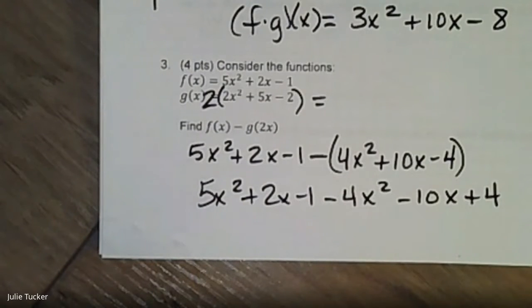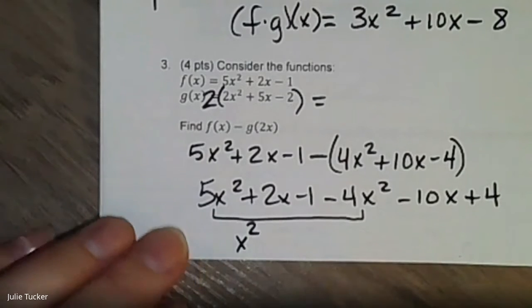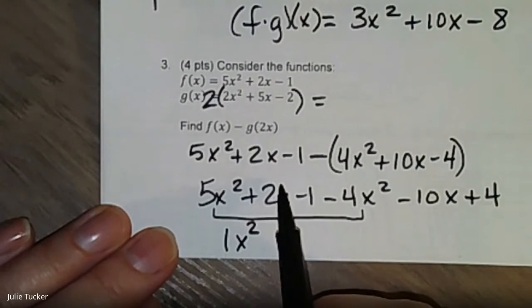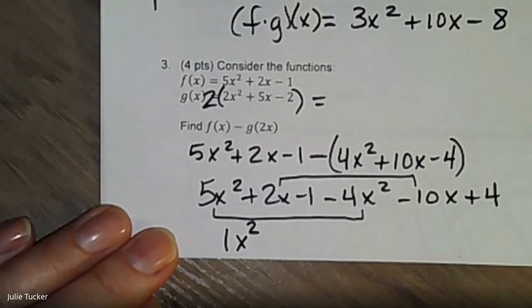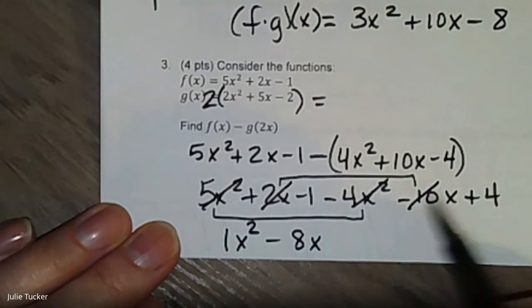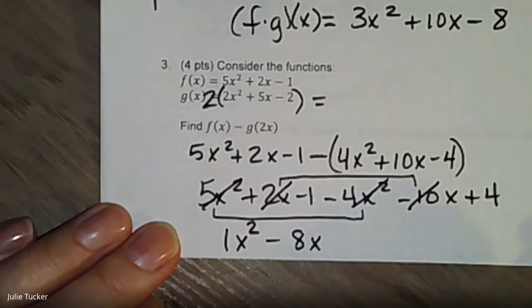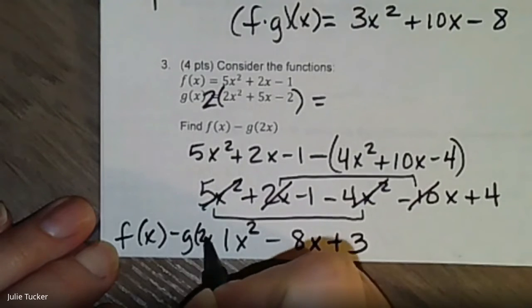Okay, now what? Nice. So what do I get here with the x squared terms? What is the coefficient on my x squared? 1. Good. Now what about my x terms? 2x and negative 10x. What is that going to give me? Good. And then last I've got, so I took care of all of these, I have -1 and +4. Good. You're doing a great job.